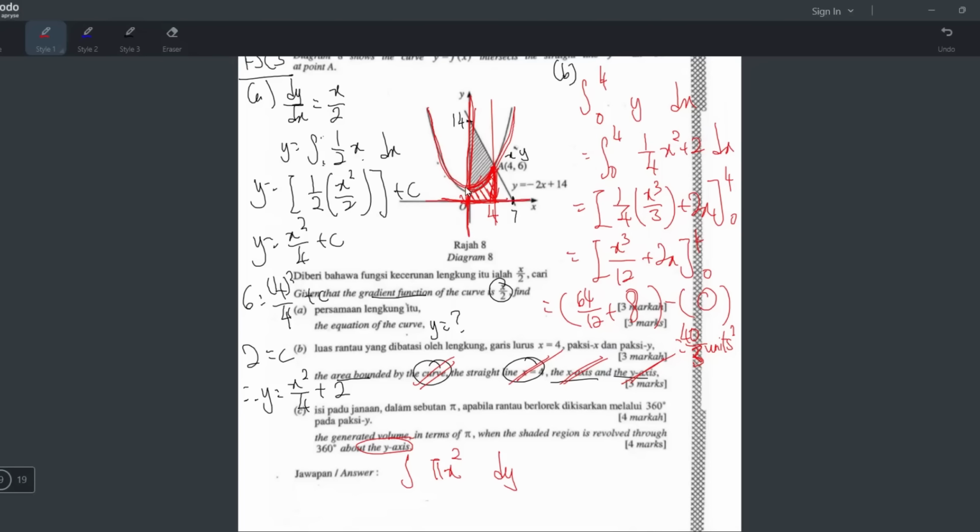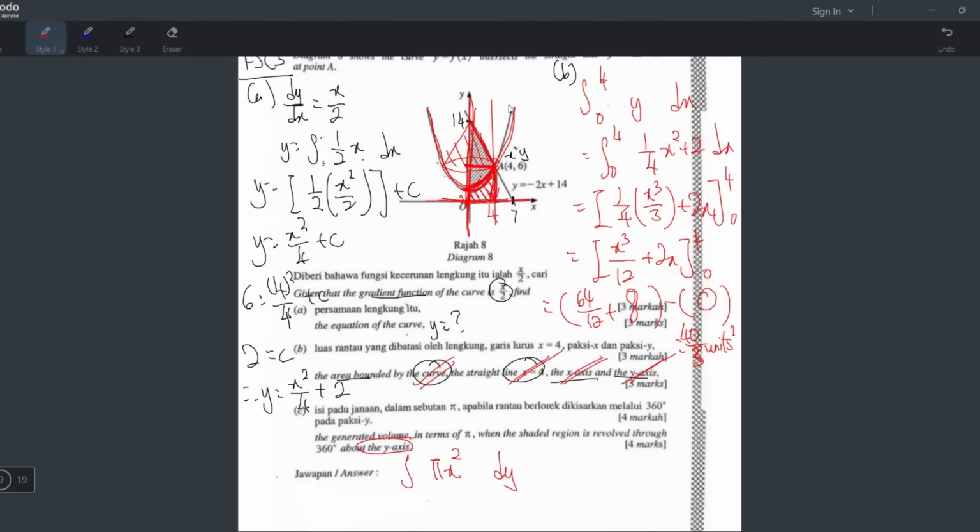Since you are using y-axis, you integrate from here to here first. You have to cut it off here because only from here to here is the curve, and then the upper part is for the straight line. And since this is a straight line, you can actually use the volume of a cone to find the volume here. I think I will do that later. So for the integration, you have to integrate from here to here, right?